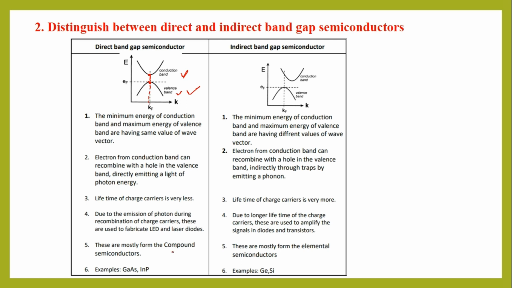Direct band gap materials are compound semiconductors, meaning gallium arsenide, indium phosphide. These are used in the manufacturing of LEDs and other semiconducting devices, whereas indirect band gap semiconductors are pure germanium, silicon. These are mostly used for solar cells. In direct band gap the lifetime of charge carriers is very less, and in indirect band gap the lifetime of charge carriers is very more.